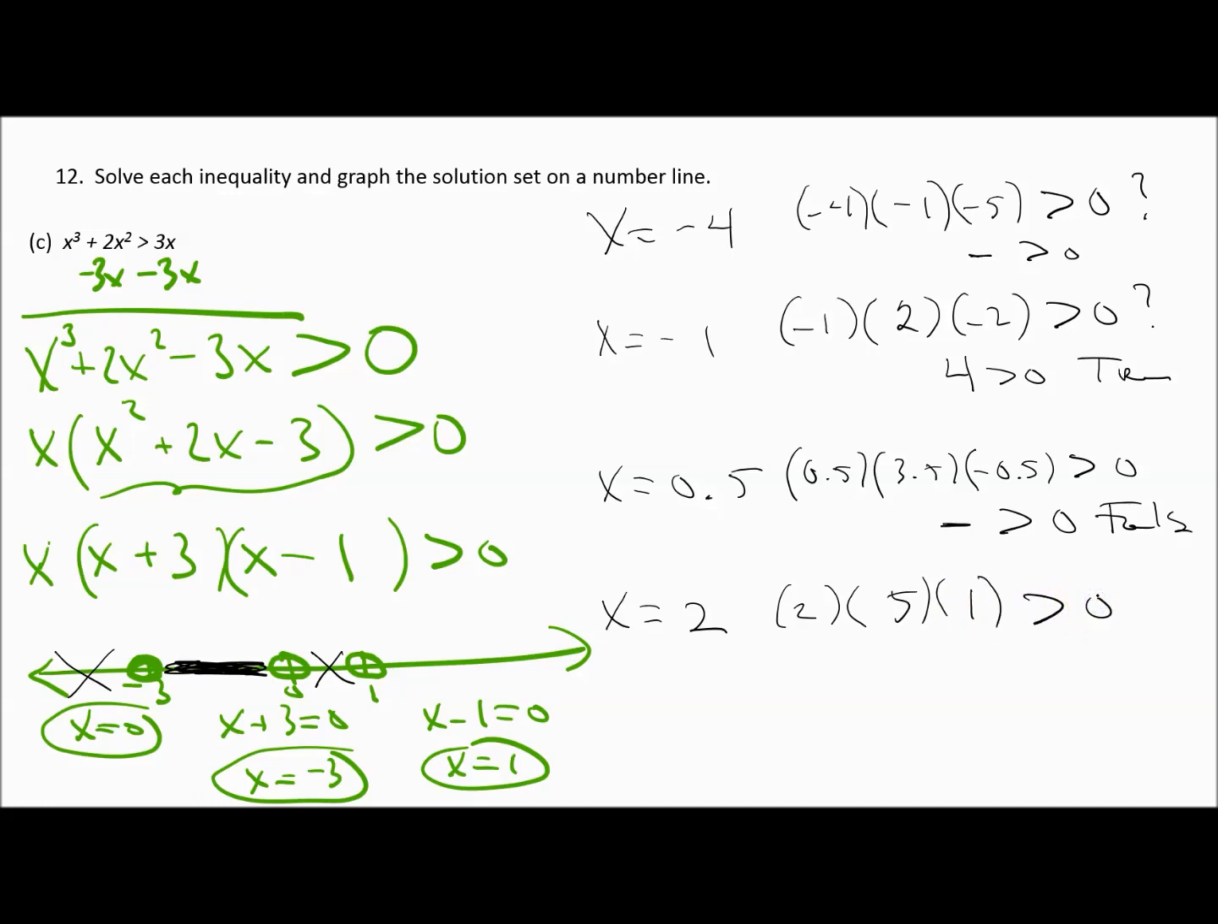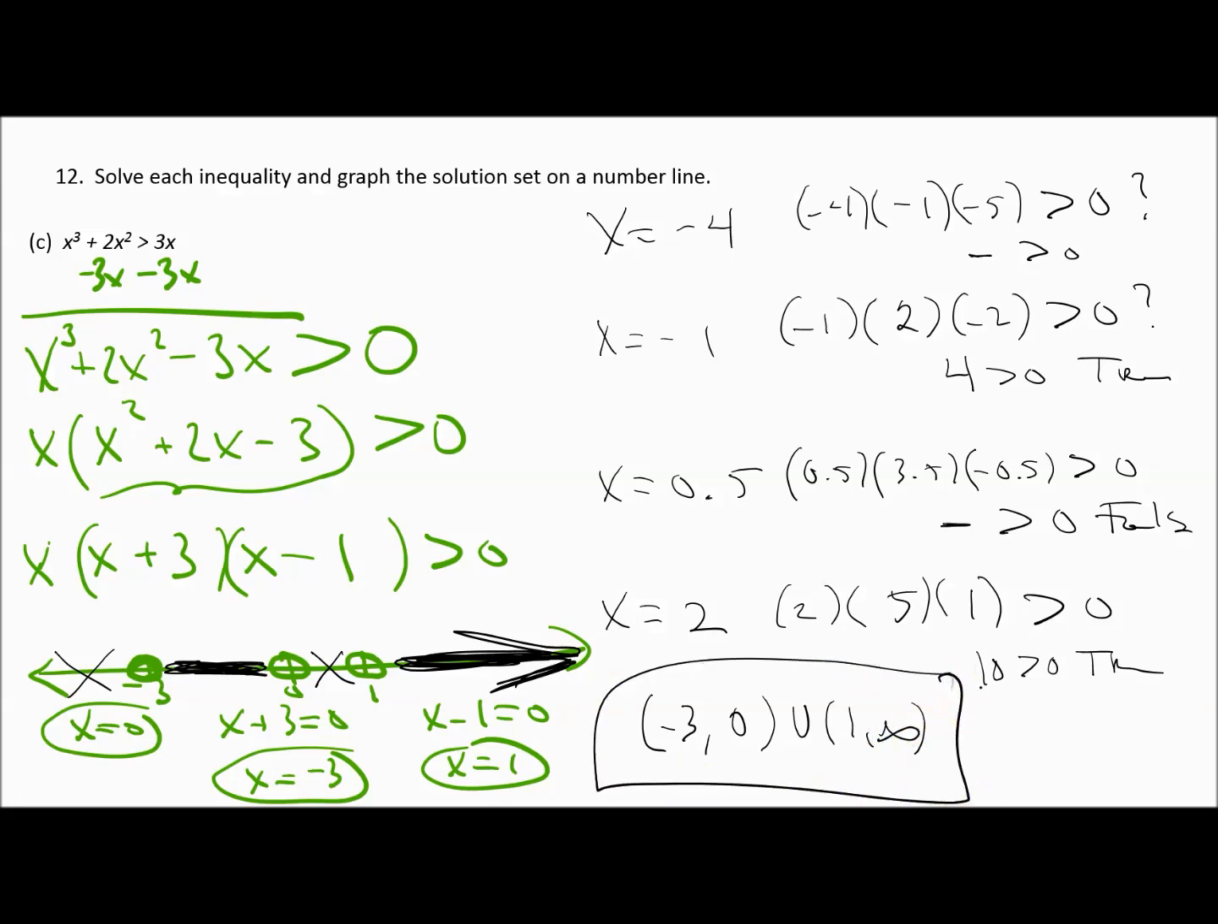Is that answer greater than 0? And it is. 10 is greater than 0. That's true. So I shade this piece in. And my final answer is what is shaded. Again, these numbers that divide our number line up into these sections are not included because it says strictly greater than 0, and in the beginning strictly greater than 3x. So there are parentheses, so I'm going from -3 with a parenthesis to 0, and then union 1 with a parenthesis to infinity. And there we go. Final answer.